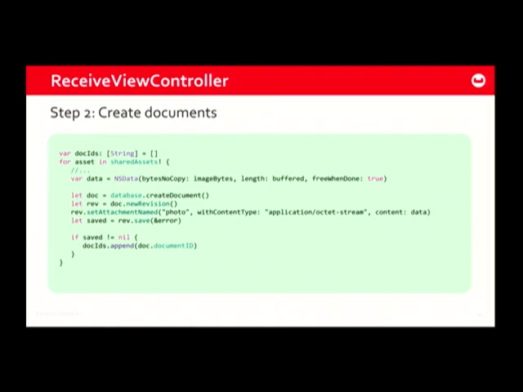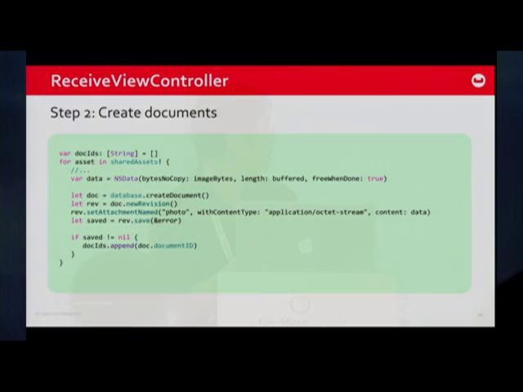In the second step, we iterate through each photo that we want to send to the receivers. For each photo, we create a document, attach the photo to the document, and save it to the database. And then we also save the document IDs into the doc IDs array, which we're going to use later in the next step.